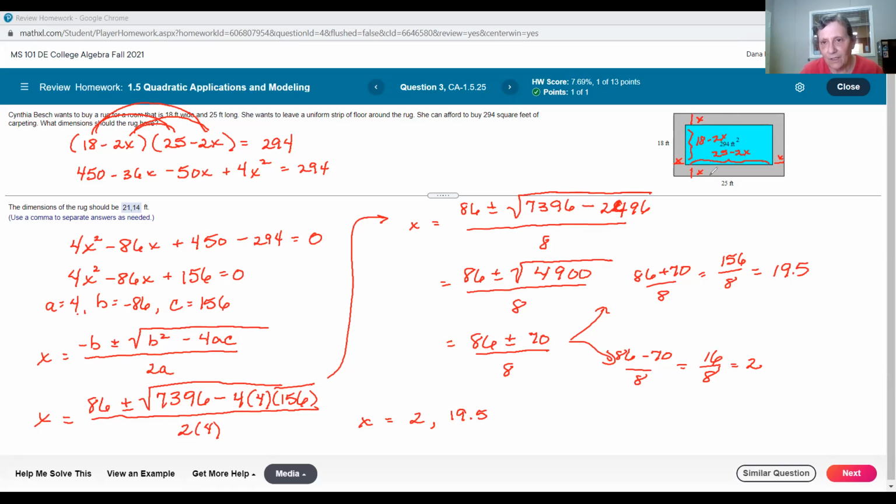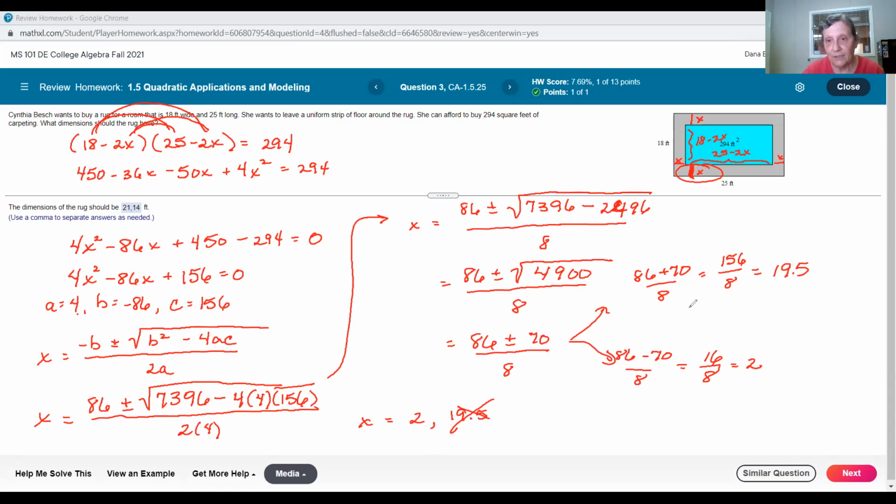However, recall what x is. x is the distance between the rug and the wall. And if x were 19.5, doubled, that would be 39 feet. Taken out of 18 or 25 leaves nothing. So this is not an answer. It's an answer to the equation, but it's not an answer to this problem.